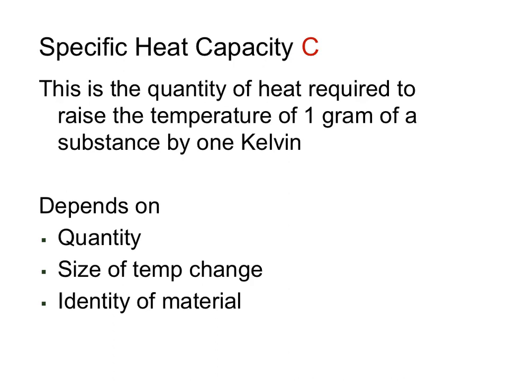In this video, we're going to explore specific heat capacity. Specific heat capacity is the first real big concept that we come to when studying thermochemistry. The definition of specific heat capacity is the amount of heat that is required to raise the temperature of 1 gram of a substance by 1 Kelvin.